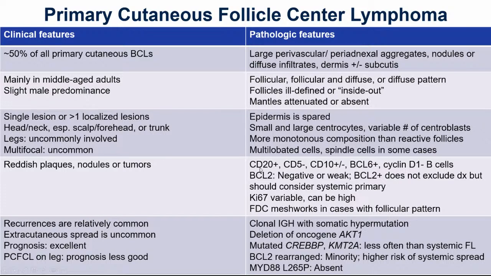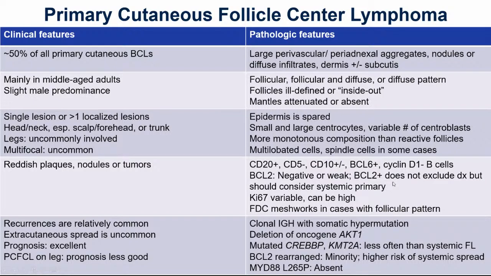As for the immunophenotype of the neoplastic cells, they are CD20 positive. They are negative for CD5. They are variably positive for CD10. It turns out that CD10 is more commonly seen in cases that still have a component with follicle formation. Entirely diffuse cases have more of a tendency to lose CD10 expression. BCL6 is consistently expressed. Cyclin D1 is negative. BCL2 is typically negative or weak.